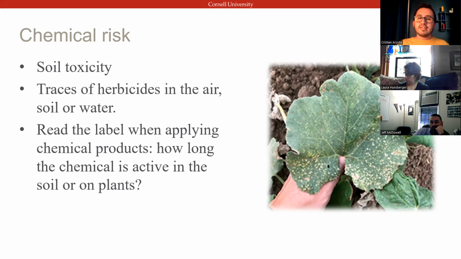Another risk that we need to keep in mind is the traces of herbicides. This can be in the air, soil, or water. Some of the most common ones are by air and by water. I have seen multiple cases like this, usually when there is a mountain, for example, and the crop down here is having problems. The plants are becoming yellow, are dying, and they don't know why.